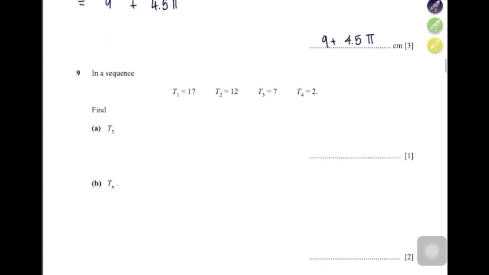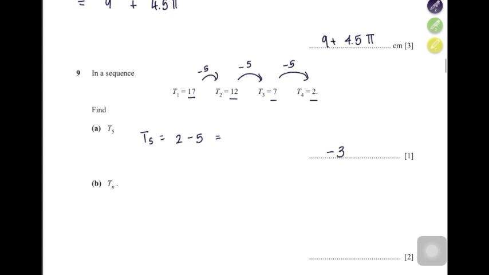Okay, in a sequence, we can see that T1 is 17, T2 is 12, T3 is 7, T4 is 2. So there is a difference of negative 5. 17 to 12 is negative 5, 12 to 7 is negative 5, and then negative 5. So T5 is going to be 2 minus 5.